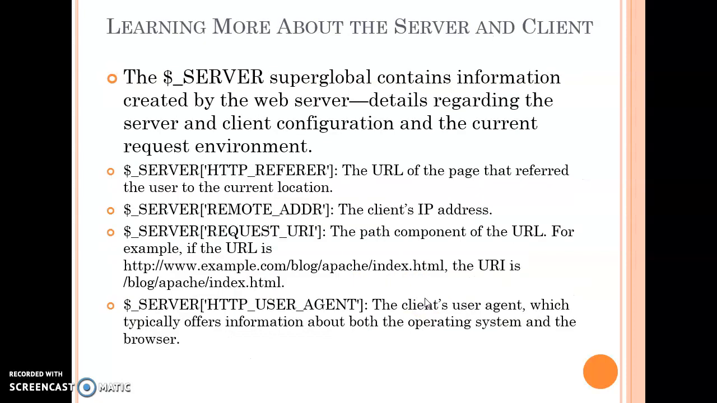Learning more about the $_SERVER super global variable. We can retrieve $_SERVER HTTP_REFERER, which means the URL of the page will be retrieved. $_SERVER REMOTE_ADDR means the client address is retrieved. $_SERVER REQUEST_URI means the path of the component will be retrieved.